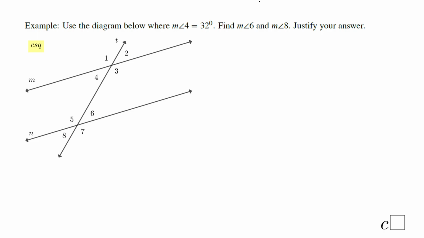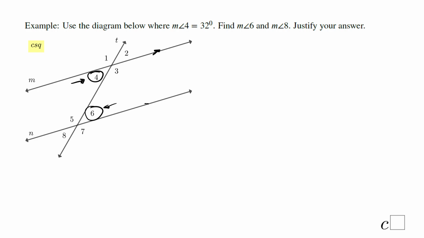Use the diagram below where the measure of angle 4, this guy here, is 32. Find the measure of angle 6 and 8. Let's start with 6. And also we need to justify the answer. If we take a look at these two angles, 4 and 6, they are both acute. The picture here is pretty accurate. By the way, I should have marked here that these two lines are parallel.